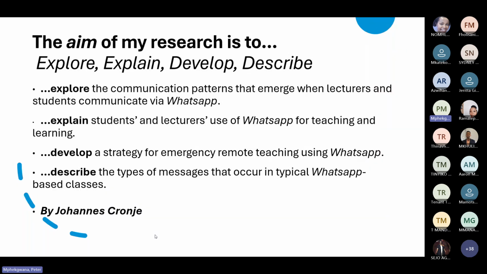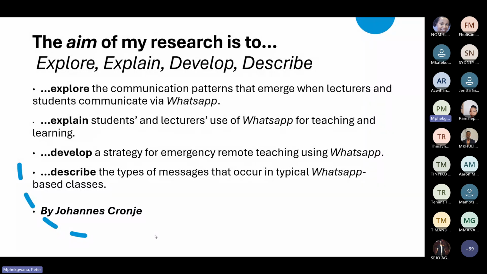You might view it in that fashion whereby you want to explore the patterns. Someone might want to explain. Someone might want to develop. Someone might want to describe. But the whole idea is WhatsApp as a form of teaching and learning. So it depends how you want to view the problem: explore, explain, develop, or describe. So whenever you develop your research question or research aim, it has to explore, or explain, or develop, or describe.